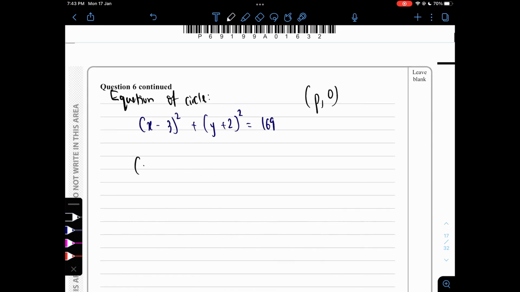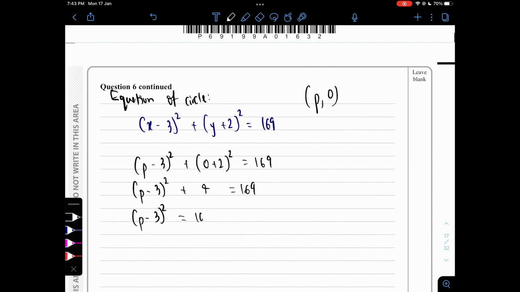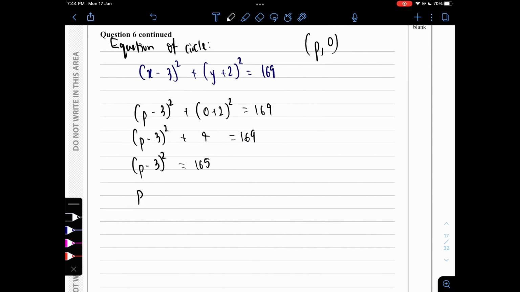So that would be easy. P minus 3 whole squared plus 0 plus 2 squared equals 169. So P minus 3 whole squared, plus, what's 2 squared? That's 4, equals 169. So P minus 3 whole squared is equal to 165. And then P minus 3 equals plus or minus the square root of 165. Don't forget that. So P equals 3 plus or minus root 165.